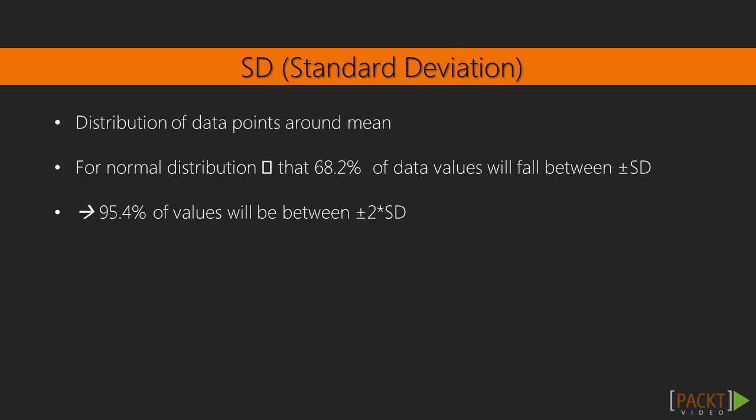Standard deviation informs us about the distribution of individual data points around the mean value. If we assume normal distribution, then we know that 62.8% of data values will fall between plus or minus SD, and 95.4% of the values will be between plus or minus twice SD.